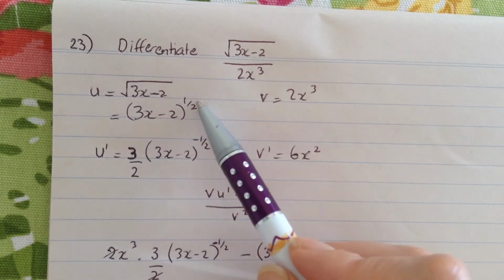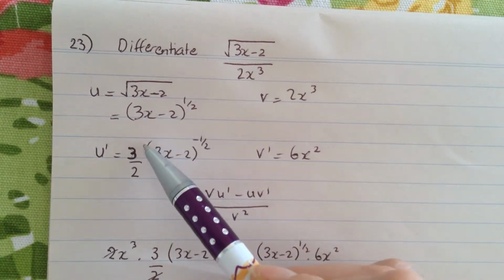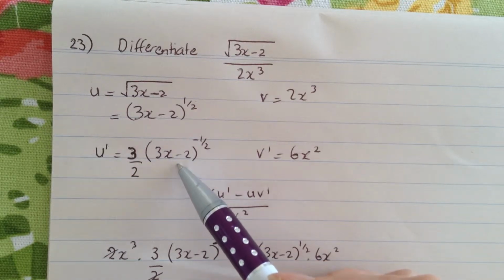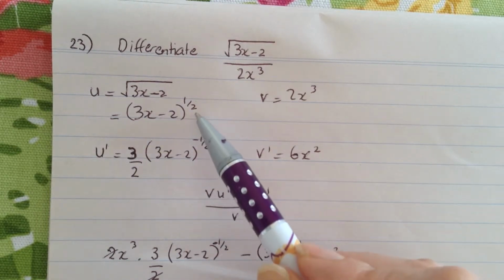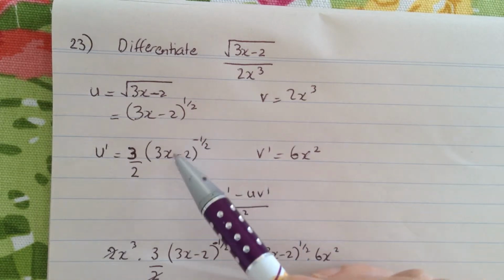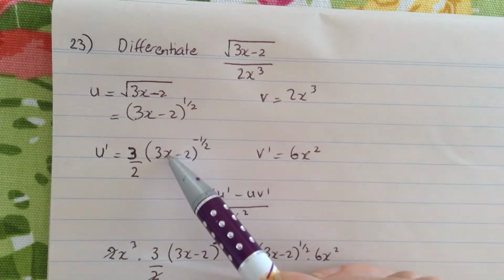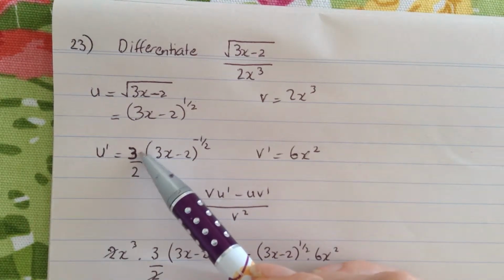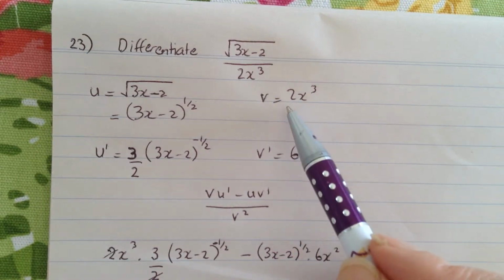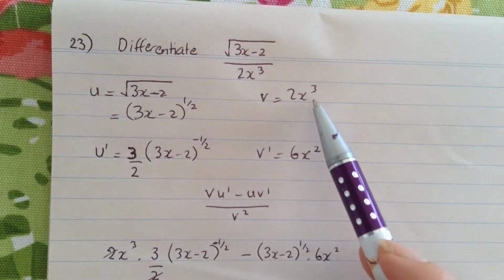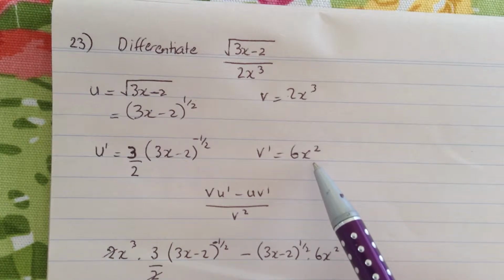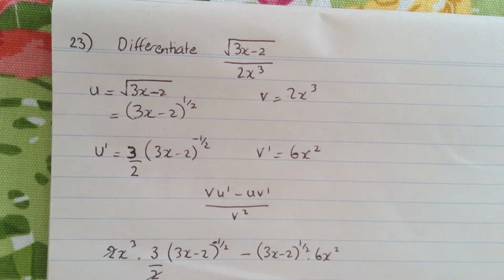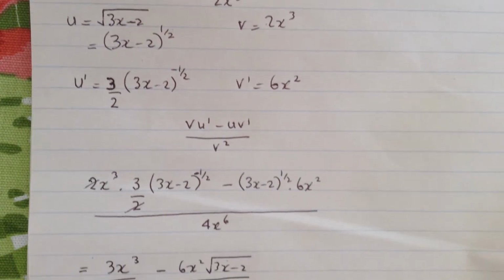And when I find u dash, I'm going to bring the half down, and so I put a half there at first, and then write down what's in the brackets, and then a half take away 1 is minus a half. Differentiate what's in the brackets, and the half that was there was multiplied by 3, so it became 3 on 2. Now v is your denominator, so it's 2x cubed, and v dash will be 3 2s are 6, 6x squared. Okay, now you're ready to use all this to substitute into the quotient rule.